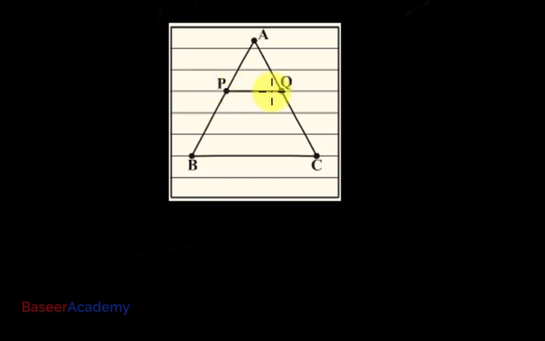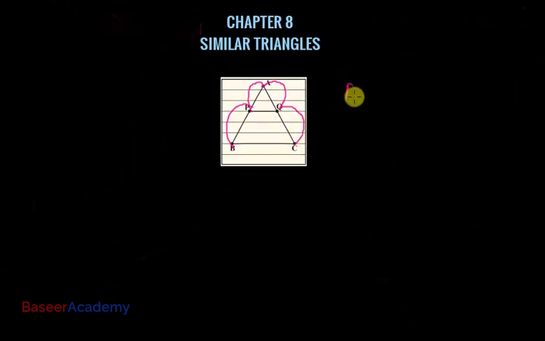This line PQ is parallel to BC, obviously, because all the lines on this ruled paper would be parallel to each other, right? When you find out the ratio of AP and PB, AQ and QC, you will observe that AP by PB is equal to AQ by QC. This result is known as the basic proportionality theorem.